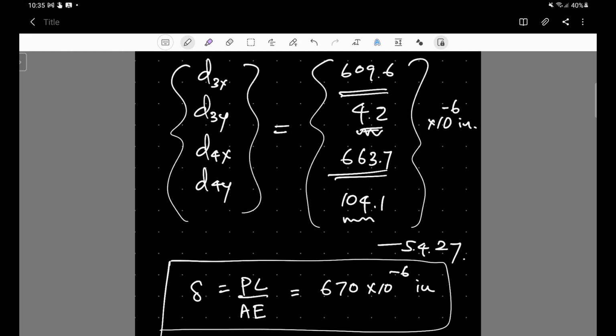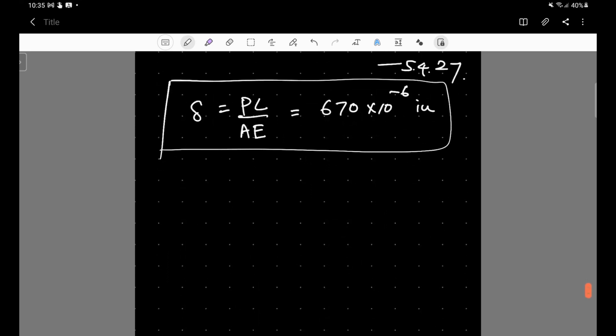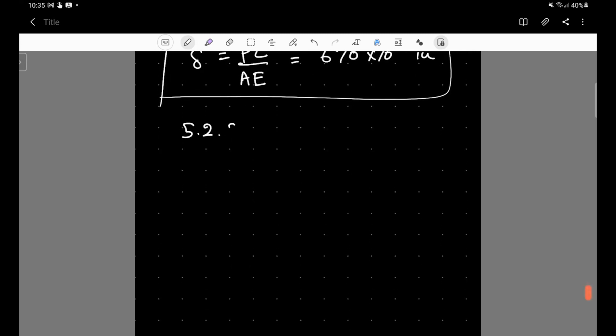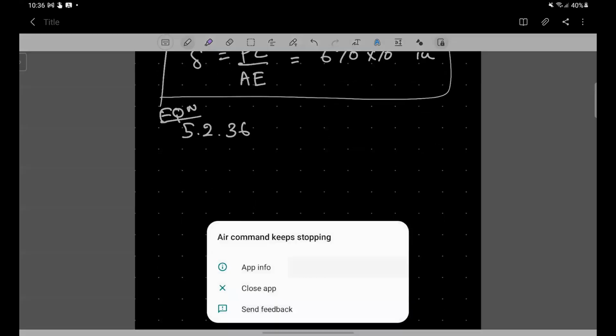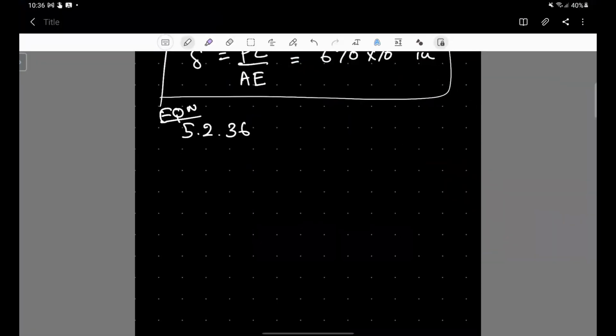So now in the next task, let's try to determine the stresses of each element. For this, we can use the equation which we derived in the previous session. It's, let's say, equation 5.2.36, if I can remember. Just check whether this is right. Yeah, equation 5.2.36.